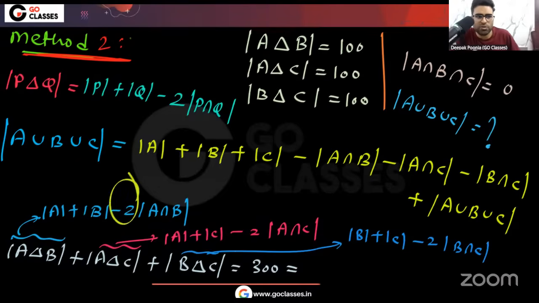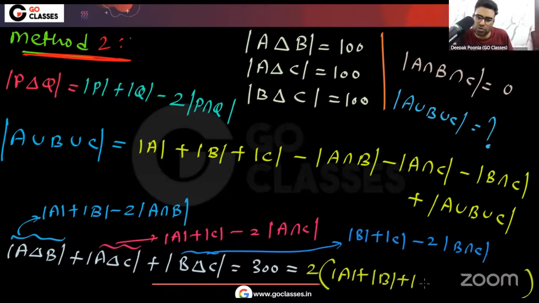Yeah, this is already two times. You can see this A intersection B already two times. This A intersection C already two times, and this B intersection C already two times. So basically, everything is coming two times. Which things? The size of A plus the size of B plus the size of C minus the size of A intersection B minus the size of B intersection C minus the size of A intersection C.